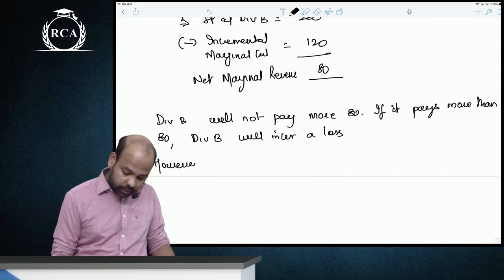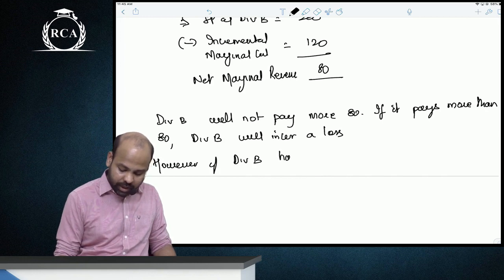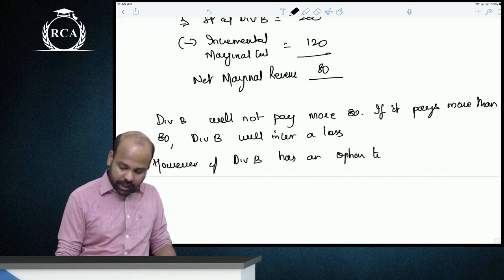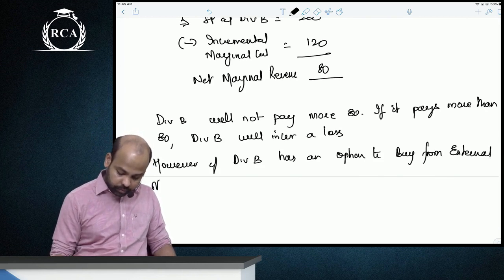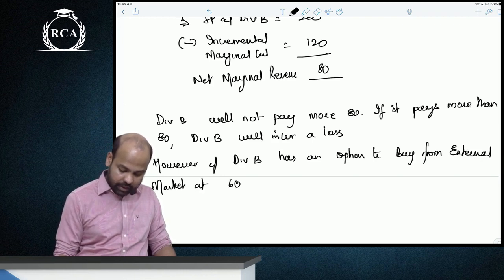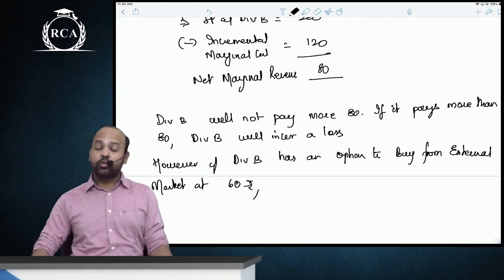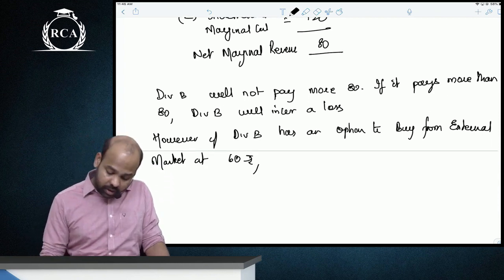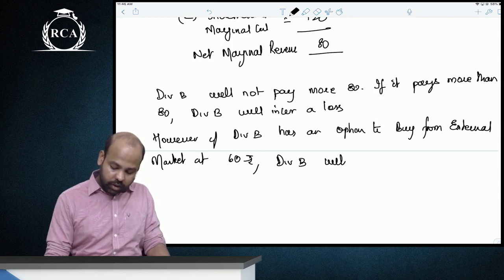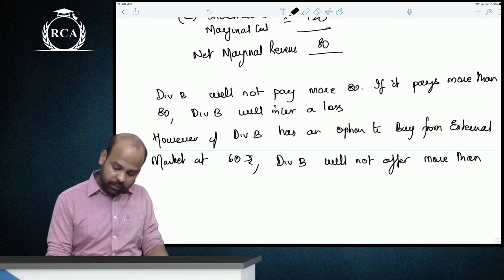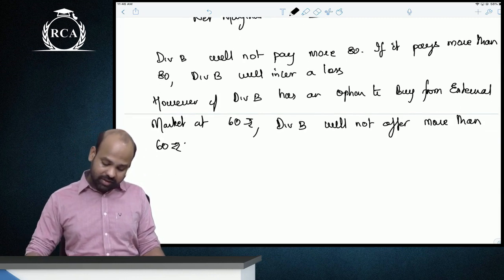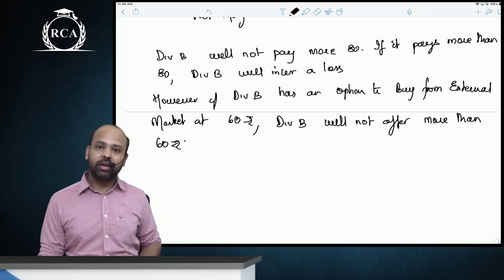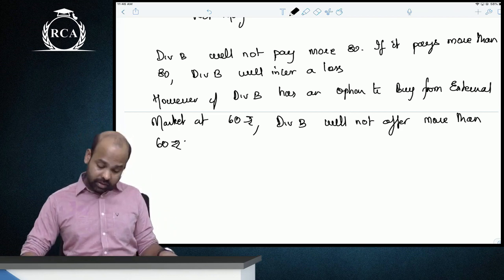However, if division B has an option to buy from the external market at 60 rupees, as such division B will not offer more than 60 rupees. Understood? Yes sir, understood.